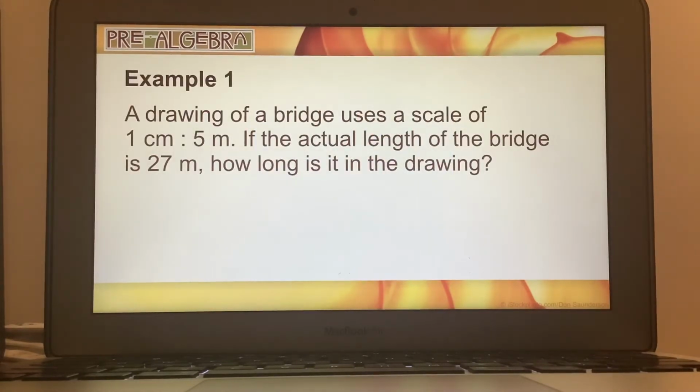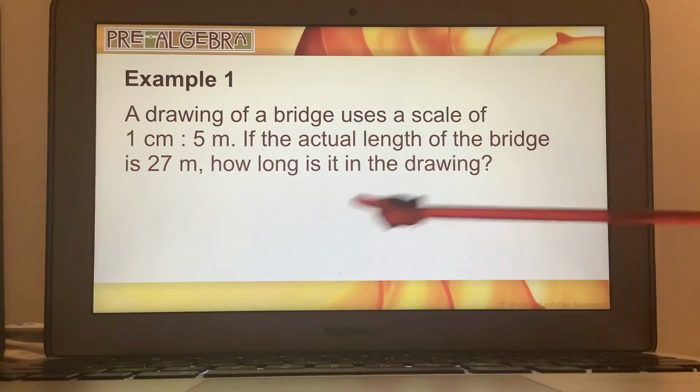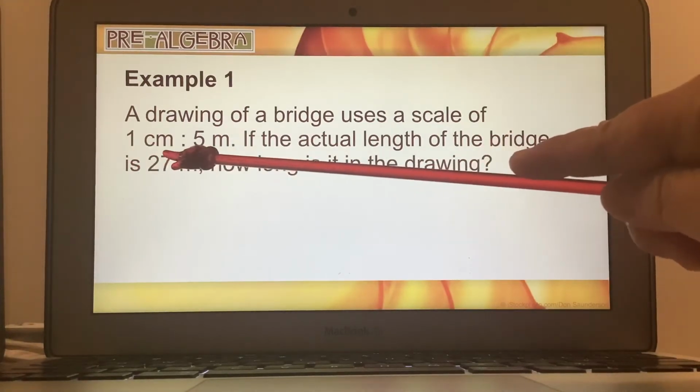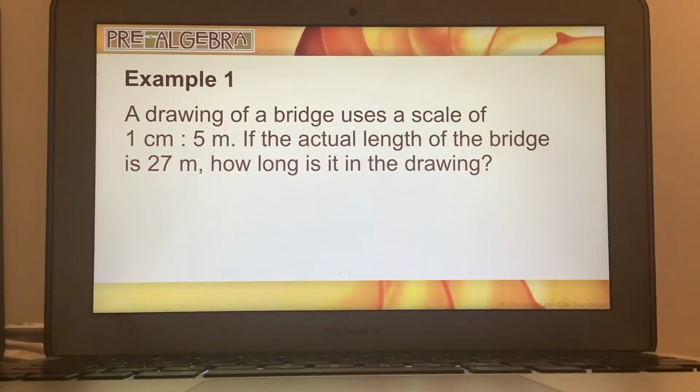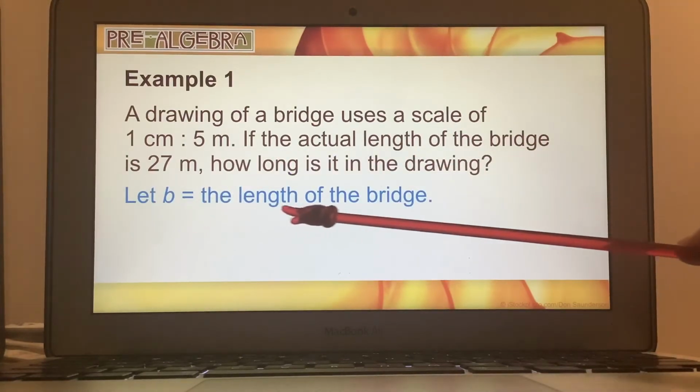Now, let's start looking at a couple of examples here. A drawing of a bridge uses a scale of 1 centimeter to 5 meters. If the actual length of the bridge is 27 meters, how long is it in the drawing? So, we're going to take this proportion, 1 centimeter to 5 meters, and rewrite that as a ratio, or a fraction, or the same as a proportion. Okay, now let B equal the length of the bridge.